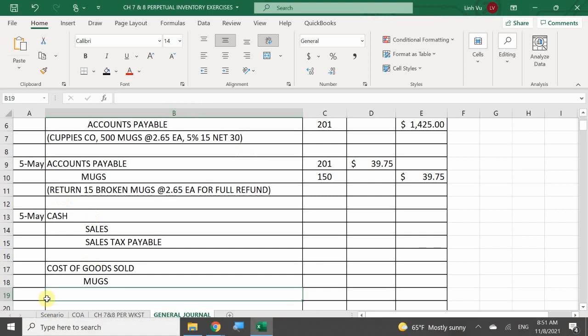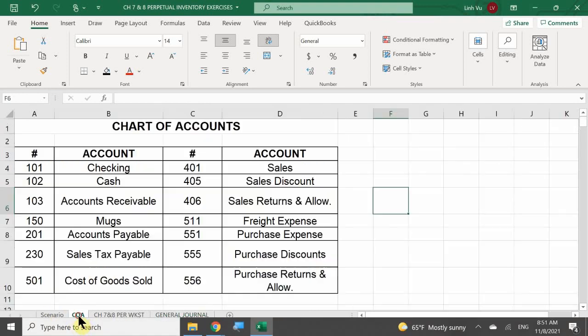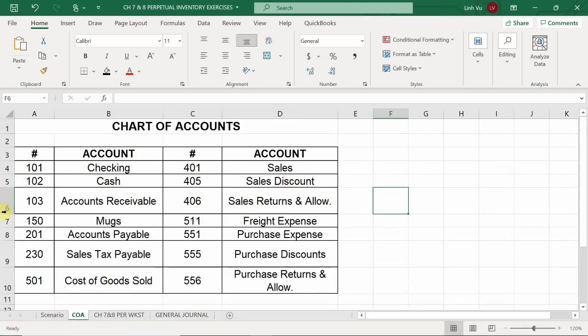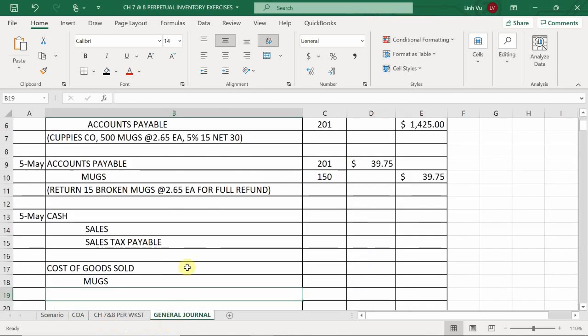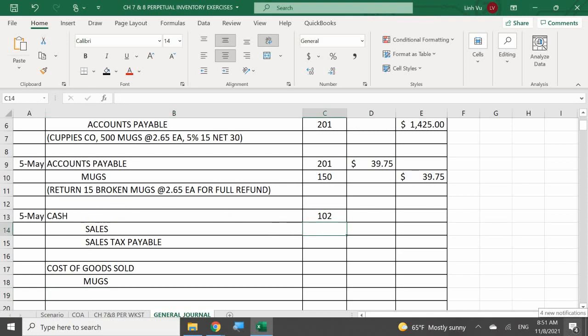So in this case, let me check my chart of accounts to see what numbers those are. So cash is 102, sales tax payable is 230, sales is 401, cost of goods sold is 501, and inventory is 150. Okay, let's see if I got that. Cash 102, sales is 401, sales tax was 230, cost of goods sold is 501, and mugs is 150.